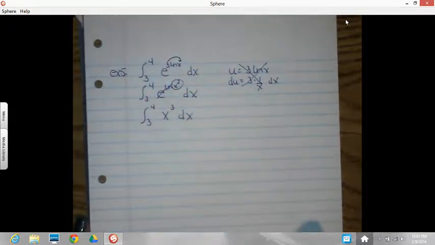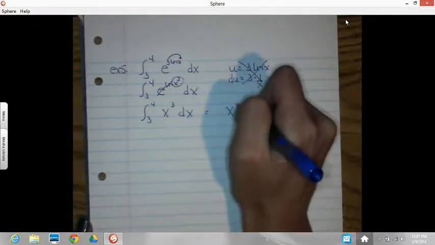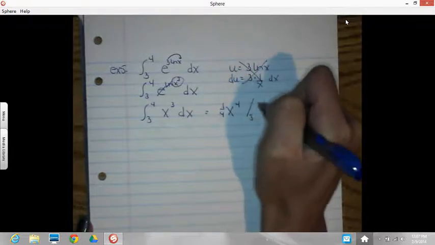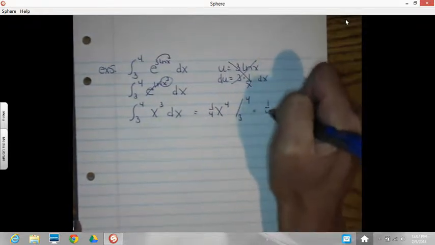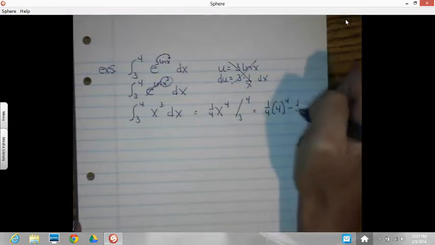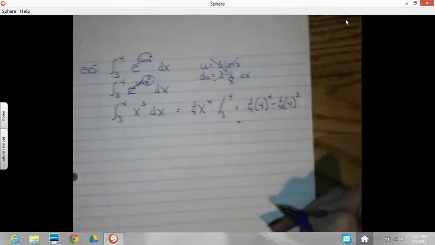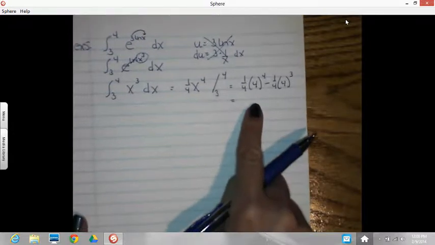And now that's a simple power rule, where I add 1 to the exponent, multiply by the reciprocal, and plug in my values. So it's 1/4 times 4 raised to the 4th minus 1/4 times 4 cubed. And I don't have the answer written down, and I don't have a calculator handy, but I'm going to assume you can plug and chug with the best of them here. I guess I'm going to go on to the last one.